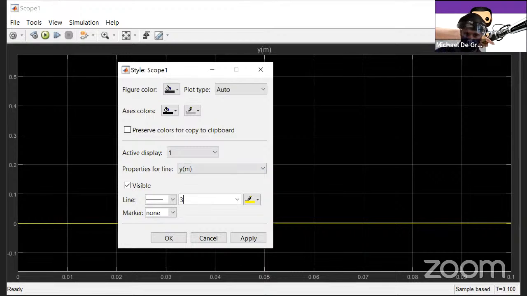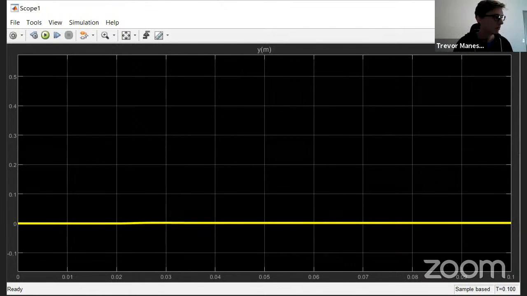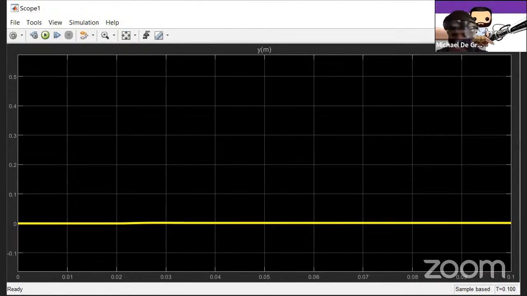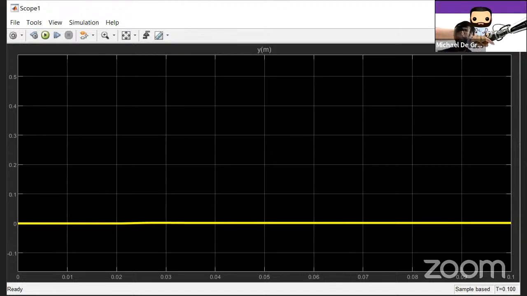Would it make sense that this is what the response would look like? Is this what you would expect? Yes or no? No. Why? Well, I'm pretty sure we gave it some sort of input. Sure. But how should it look compared to the other system? How should it look compared to the transfer function? The same. Should look the same, right? It's the same system. It's just represented different ways. So why does this one not look right?